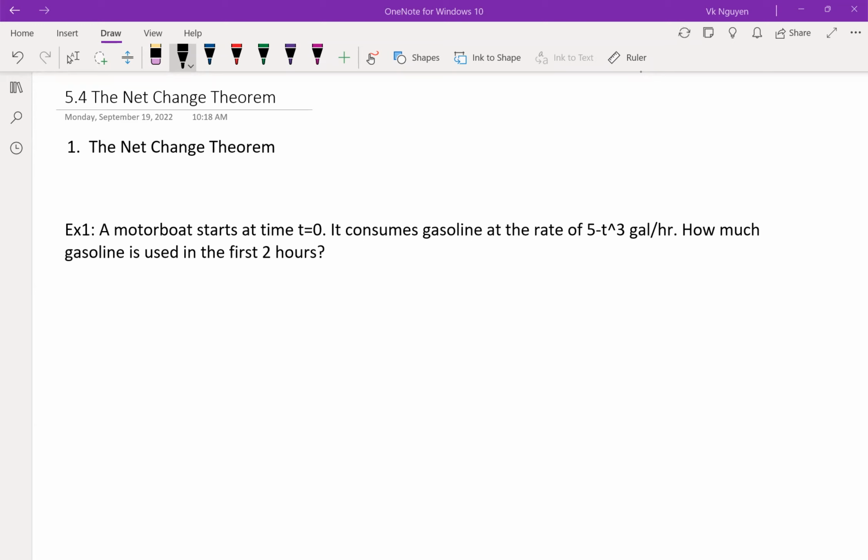Today we explore lesson 5.4, the net change theorem. Number one, the net change theorem. We know integration is the antiderivative, so if we integrate f prime x dx from a to b, then this would be f(b) minus f(a).